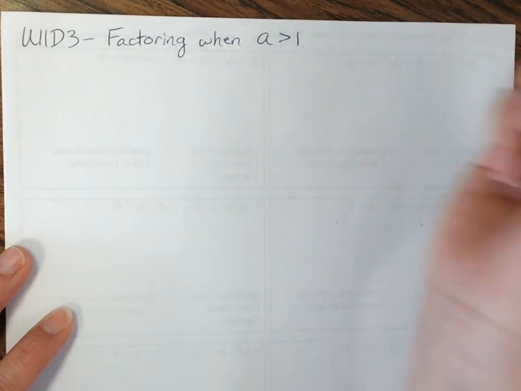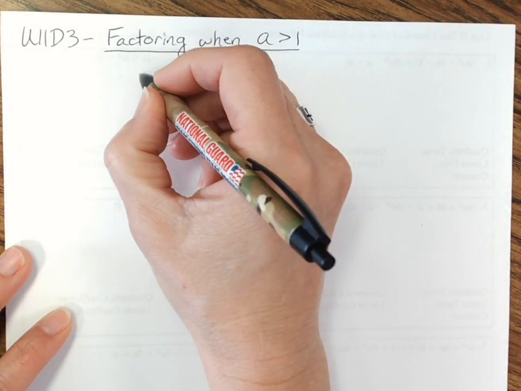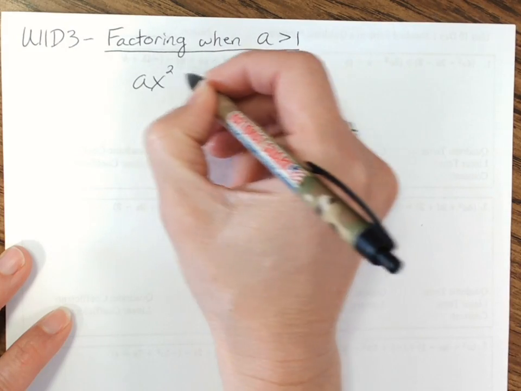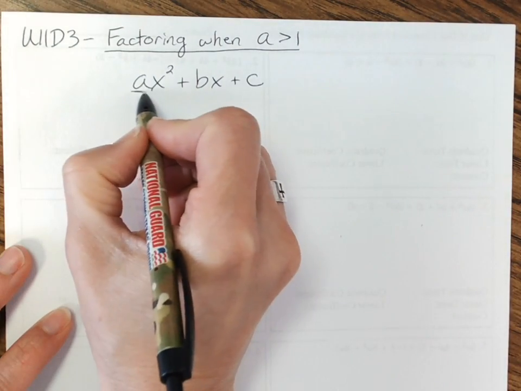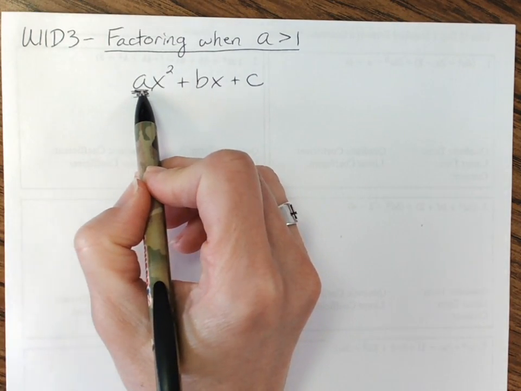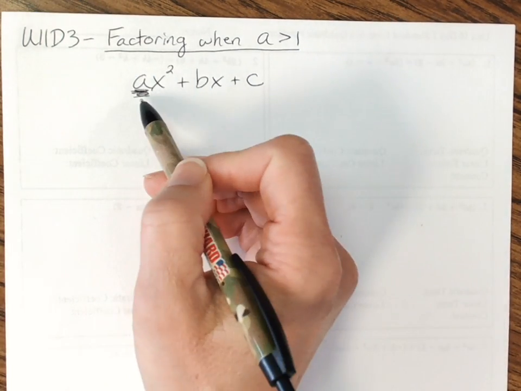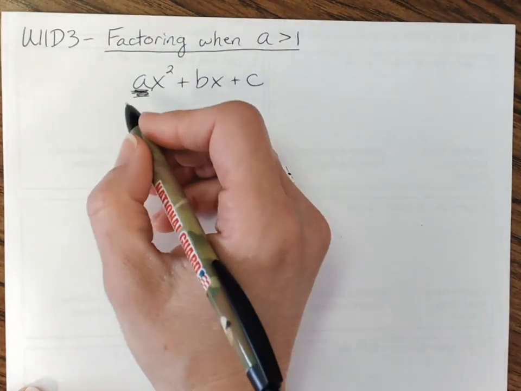We're going to be doing some more factoring today, so you can title your notes Factoring when A is greater than 1. Remember last time we talked about standard form for a quadratic is ax squared plus bx plus c. This is the value I'm talking about. Last time when we factored, we only had a equal to 1. Today we're going to have a equals more than 1.